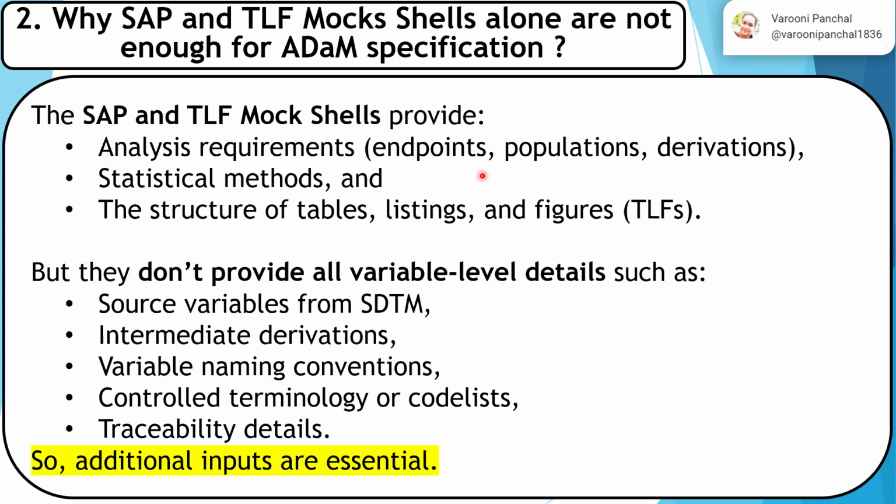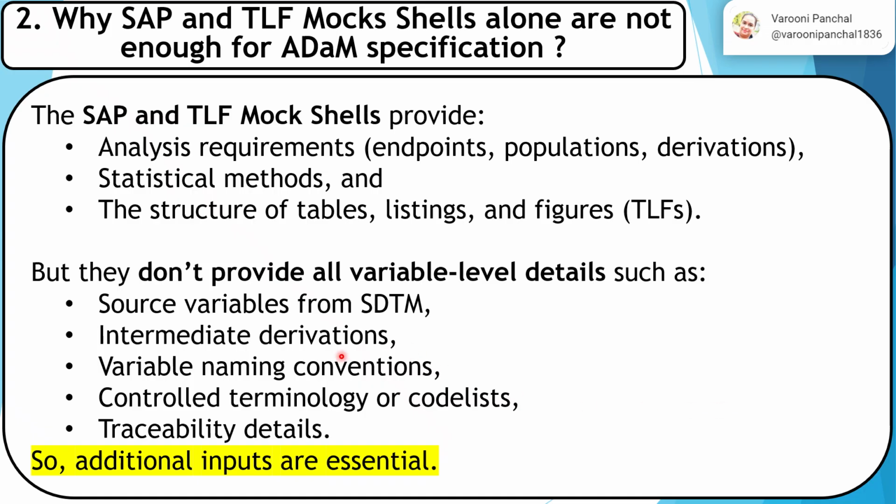But these two documents, they don't provide all the variable level details such as source variables from SDTM, then the intermediate derivations, the variable naming conventions usually comes from the CDISC guidelines, the control terminology or code list, the traceability details. Hence, we require certain additional inputs which are essential for developing the ADaM specification.